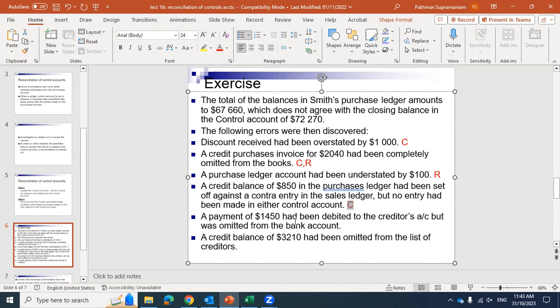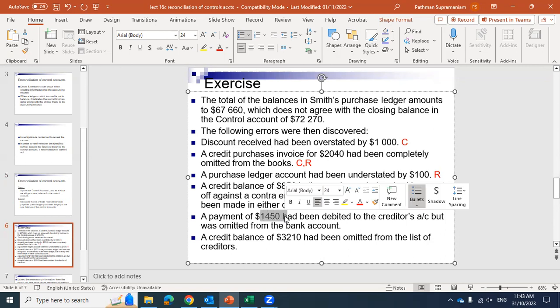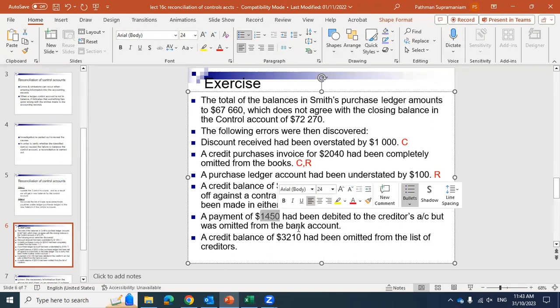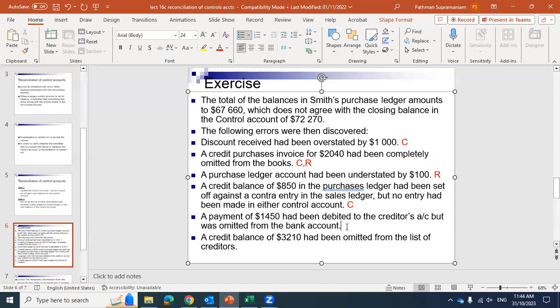Okay, next, a payment of 1,450 had been debited to the creditor's account. So this means this 1,450 had been debited in the particular supplier's account in the purchase ledger, but the credit entry was not recorded as a detail in the cash book bank column. So the detail is missing 1,450. So therefore, when we total up all the payments made to all the suppliers, that total payment would also be understated by 1,450. Hence, this mistake will affect the control account only.